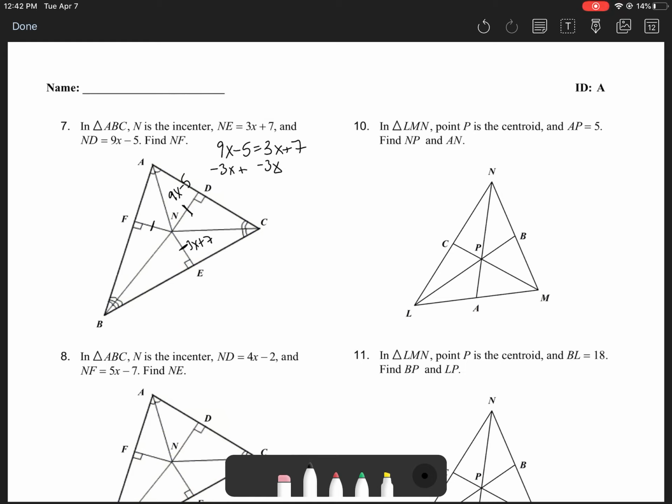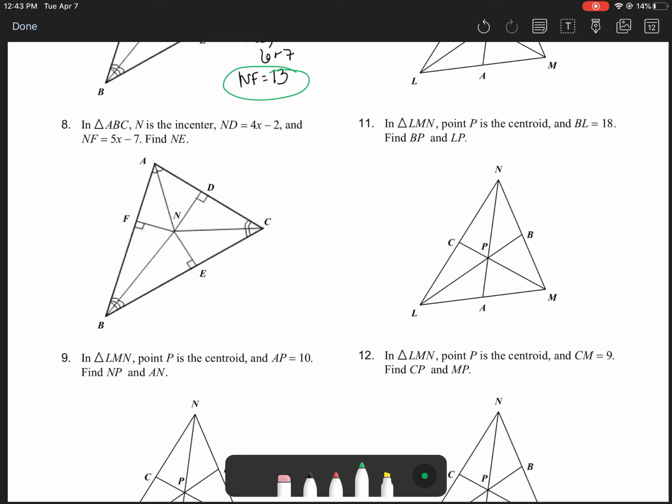I'm solving this equation. So I get 6x equals 12, or x equals 2. Question asked me to find what NF is. Now, if NF, ND, and NE are all the same, then it doesn't matter which I plug my x back in for. So let's just choose 3x plus 7 because it means I'm only multiplying by 3 instead of 9. So 3x plus 7 would be 3 times 2 plus 7, or 6 plus 7, which is 13. That would have to mean that since NE is 13, NF would also have to be 13.